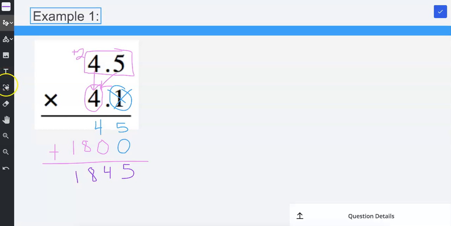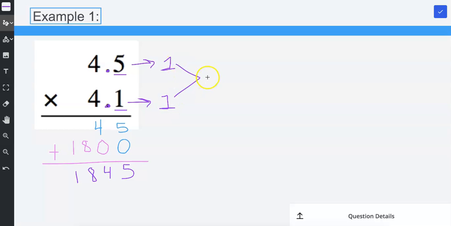So what we're going to do is we're going to erase the work up here so we can clearly see the numbers again. And then I'm going to go back to the scribble tool, and I'm going to figure out how many decimal places are in 4.5. So to do that, I look to the right of this decimal, and there's 1 digit after the decimal. So that's 1 decimal place. Then I look at 4.1. To the right of the decimal is 1 digit. So that's 1 decimal place. In total, that is 2 decimal places.